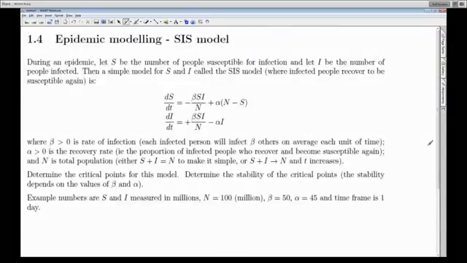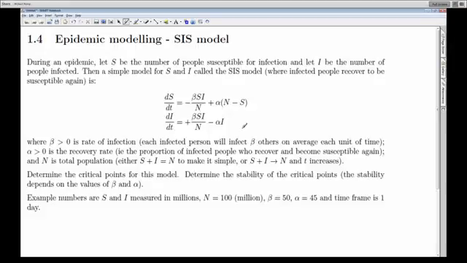So the last case I want to try to cover quickly is this epidemic modeling. So this is the SIS model. As I said, S and I are susceptible and infected. B is a measure of how quickly the infection grows, and A is a measure of how quickly people recover, essentially. So it's a nonlinear model, and although this particular one happens to be solvable, if I change it slightly, then it doesn't remain that way anymore.